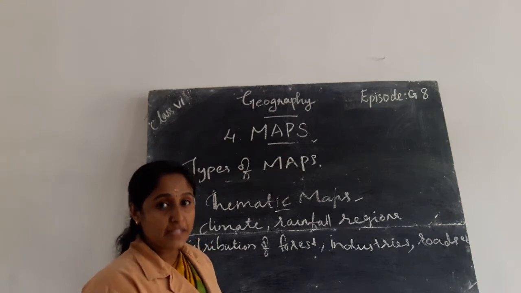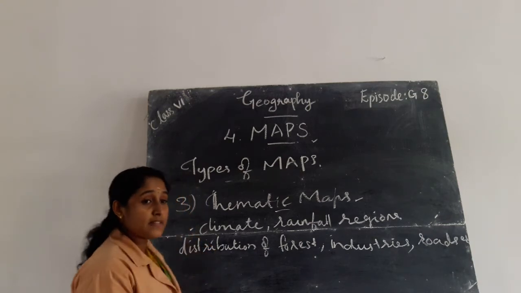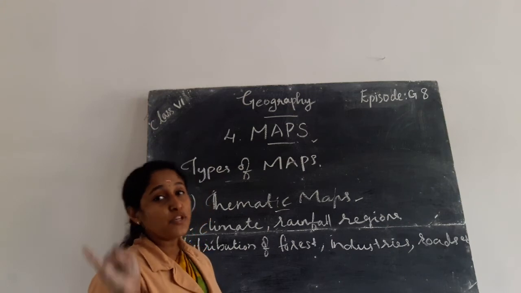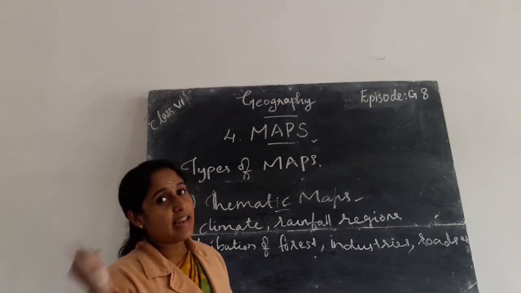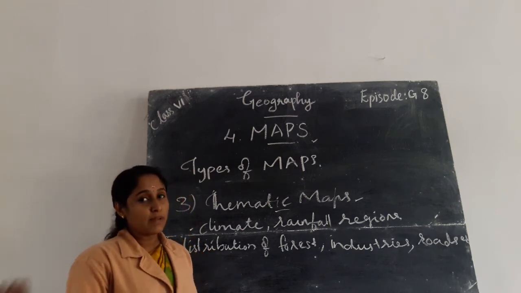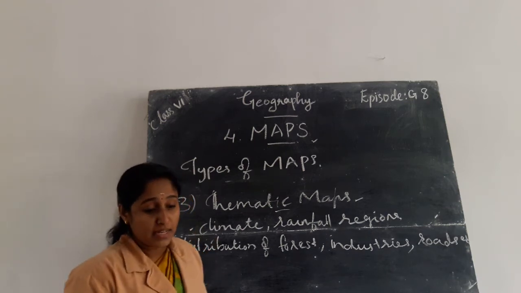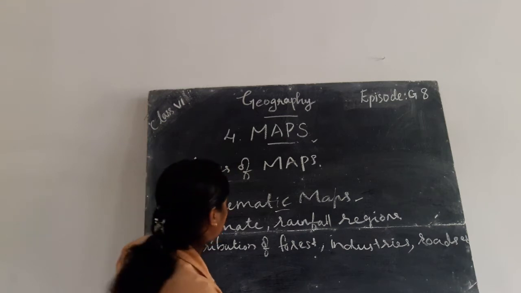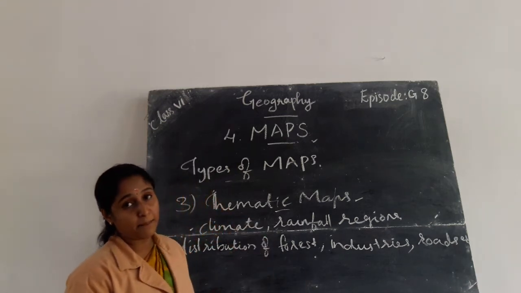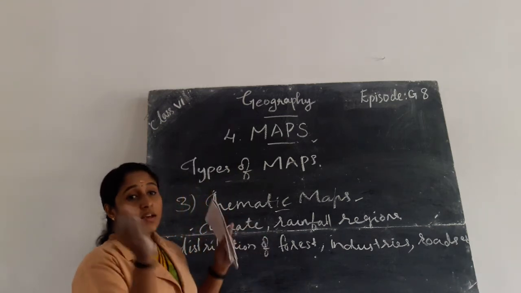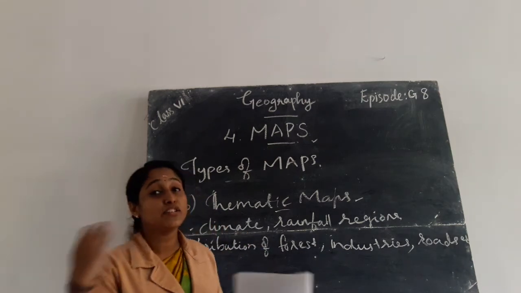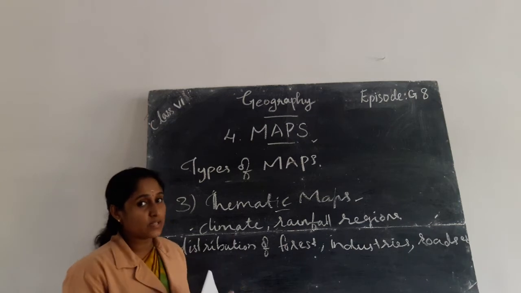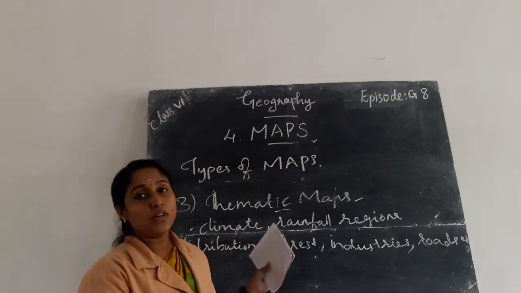First one is the physical map. What do you mean by physical map? A physical map shows the physical or natural features of Earth, like rivers, mountains, plains, plateaus, etc. The second one is the political map. A political map shows the details of countries, states and their capitals, boundaries, cities, towns, etc. These types of maps are called political maps.